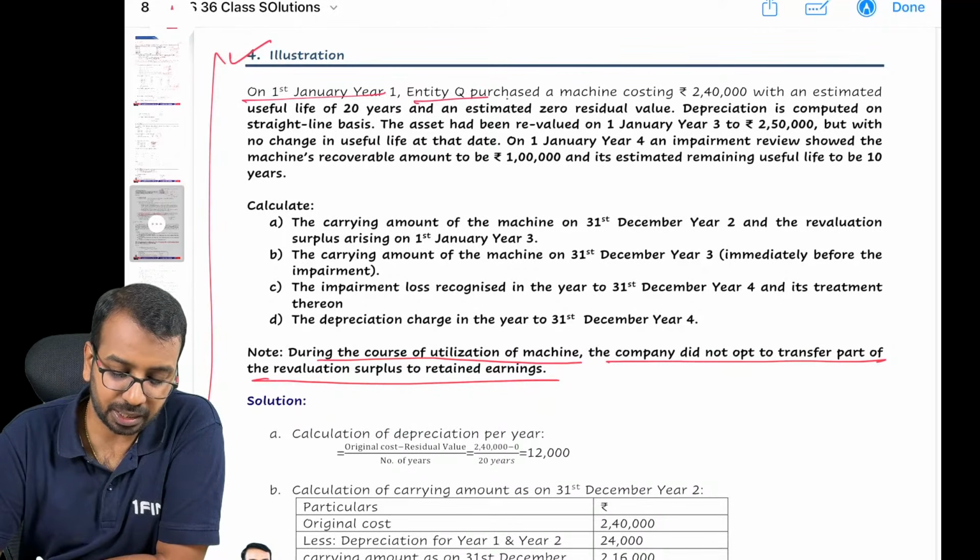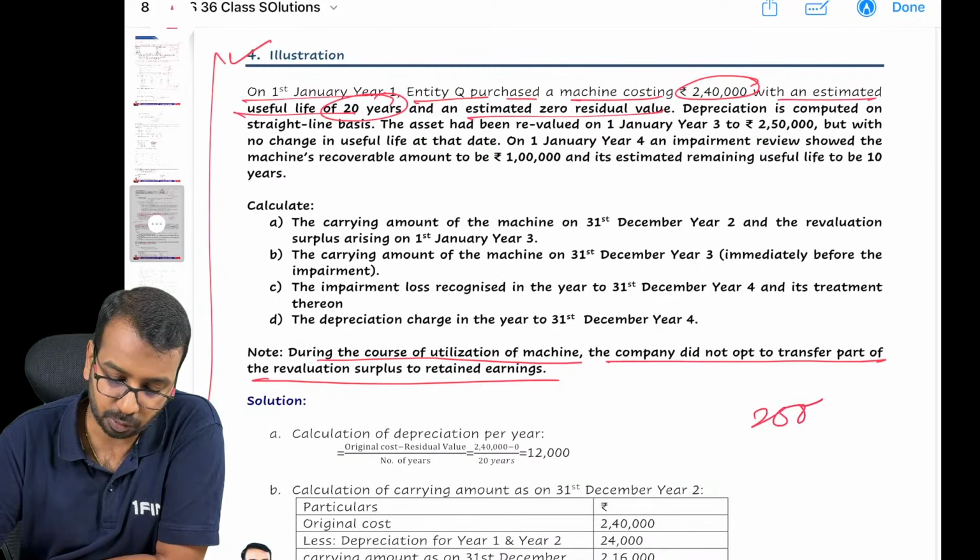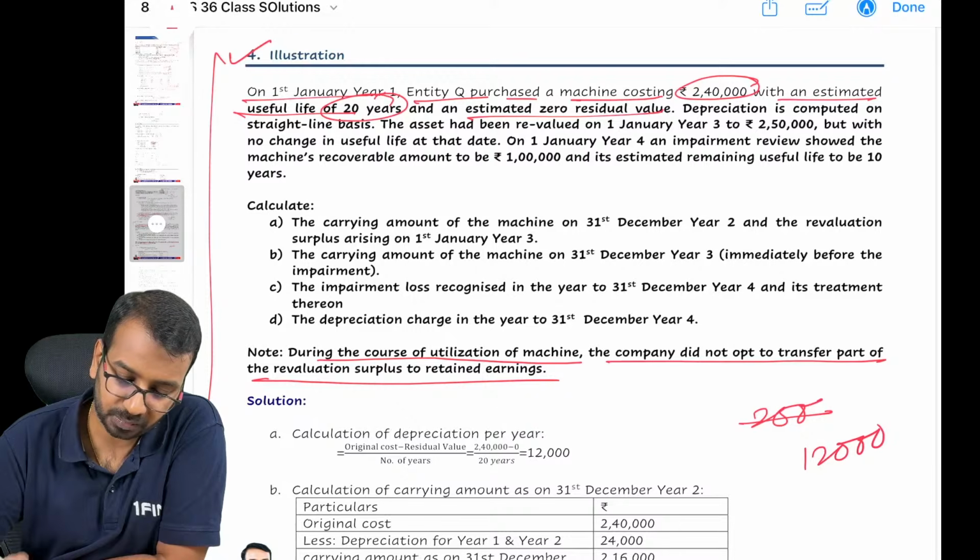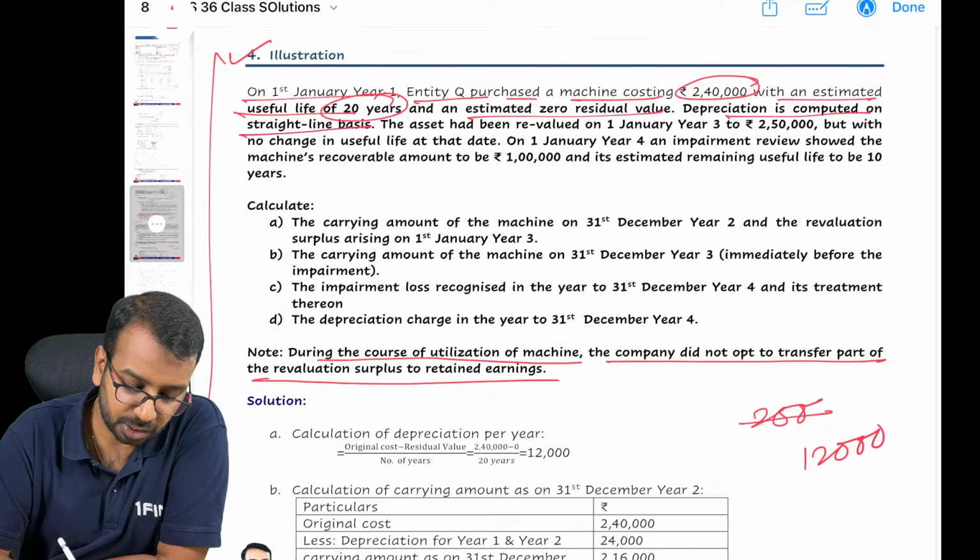On 1st January, entity Q purchased a machine costing 2,40,000 with an estimated useful life of 20 years and 0 residual value. So depreciation is how much? 24 by 20, it is 12,000. Yeah. Depreciation is computed on SLM basis.